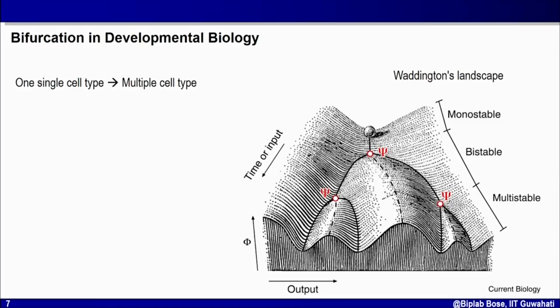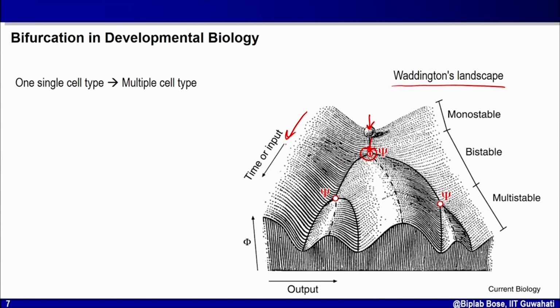Long back, Waddington proposed something called Waddington's epigenetic landscape. He used the metaphor of valleys and rivers. You can imagine that the whole space has valleys and hills. Initially the embryo may be somewhere here. Then as time progresses, different input signals come, and the cells move along this trajectory, just like they move on a phase plane, and they have only one stable steady state here.